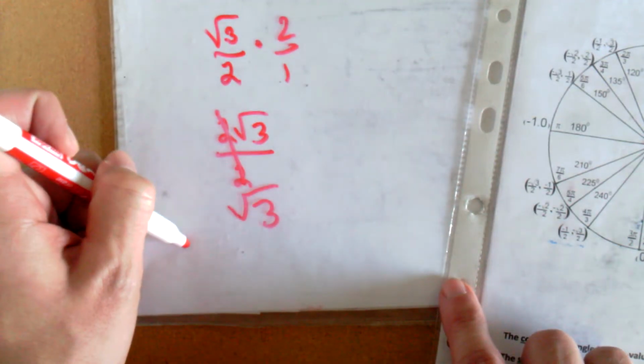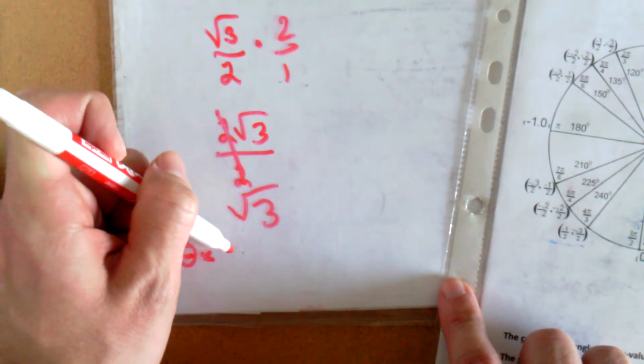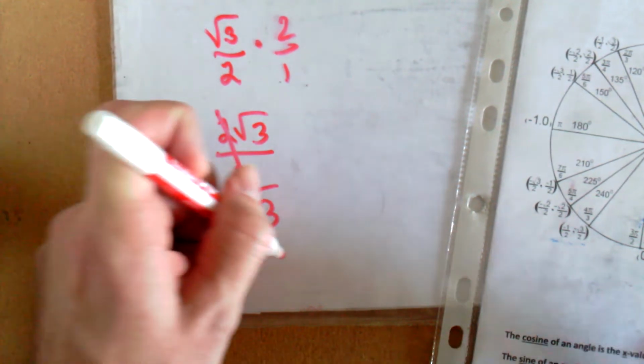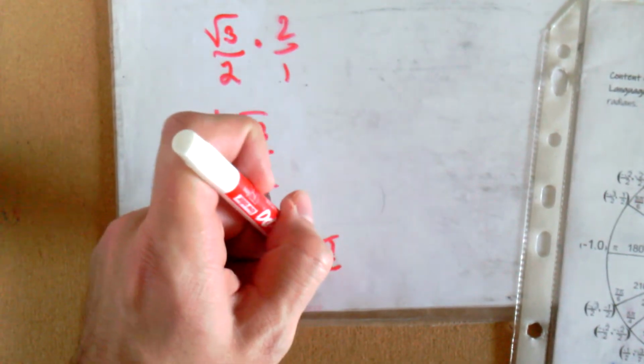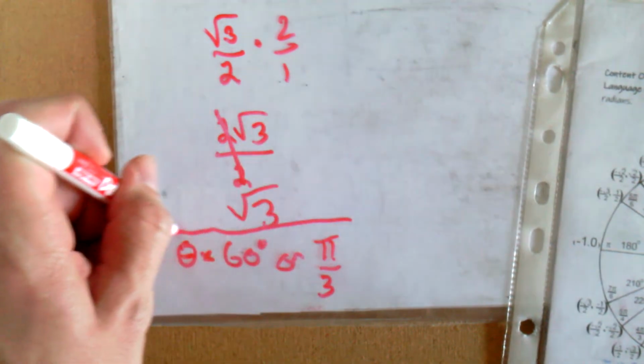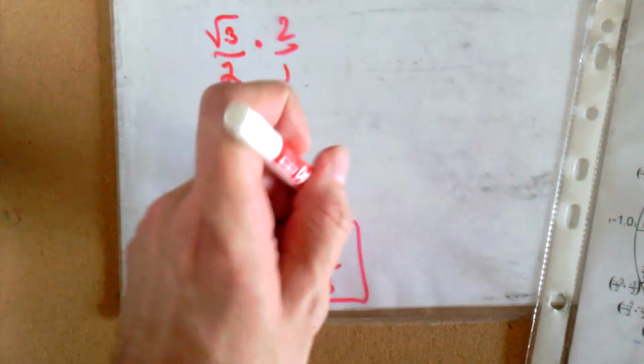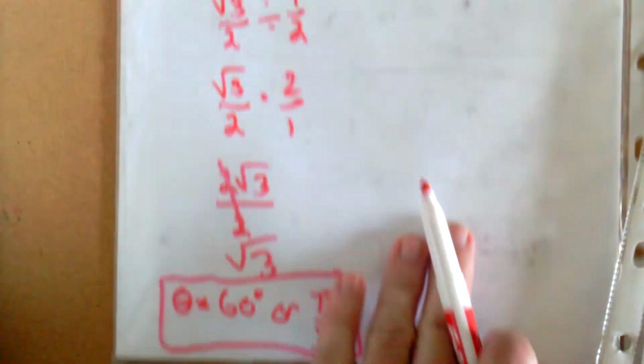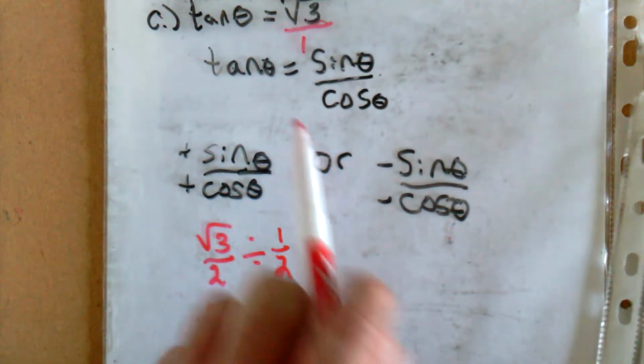So that means theta, or our angle, can be 60 degrees, which is the same thing as pi over 3 radians. So there's our first answer. Since it's 60 degrees, when you divide sine by a cosine, you get the square root of 3.